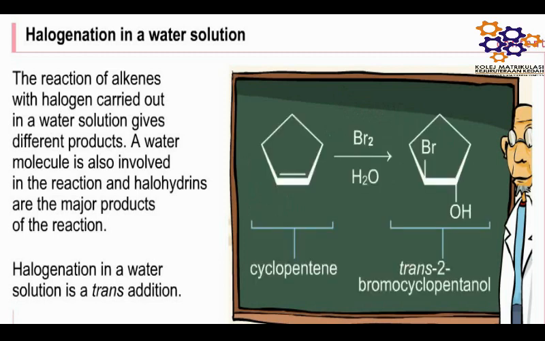Again, halohydrin formation is a stereospecific reaction and yields trans addition products. Cyclopentene reacts with bromine in a water solution to give trans 2-bromocyclopentanol.